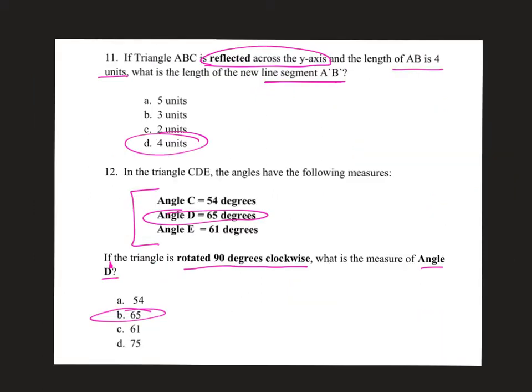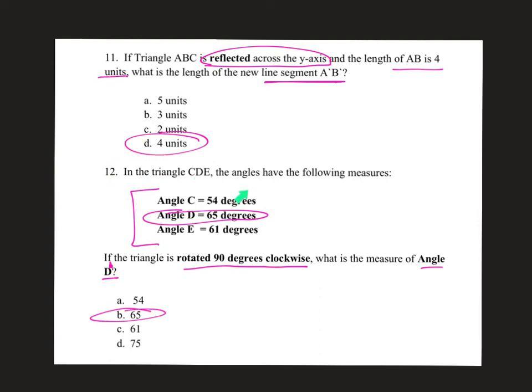Okay, these problems start the transformation questions. 11 and 12 are really based on you knowing that reflecting, rotating, translating, all 3 of those transformations do not change anything about the shape except the location of it, but it does not change anything about the size. If you look at number 11, there's a triangle ABC. They say it's reflected across the y-axis, and that the length of the original AB was 4 units. They want to know what's the length of the new line segment AB. So if it's reflected, it's still the same amount. So that's why if it was originally 4 units, it's still going to be 4 units.